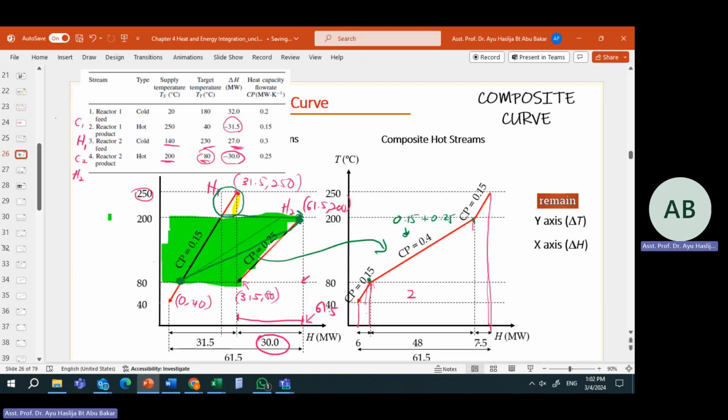So that's why here it shows the 7.5. This part is 6.